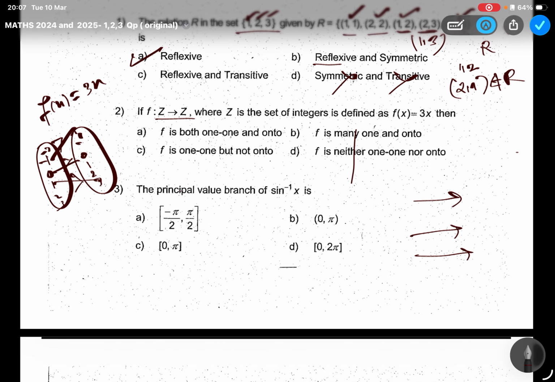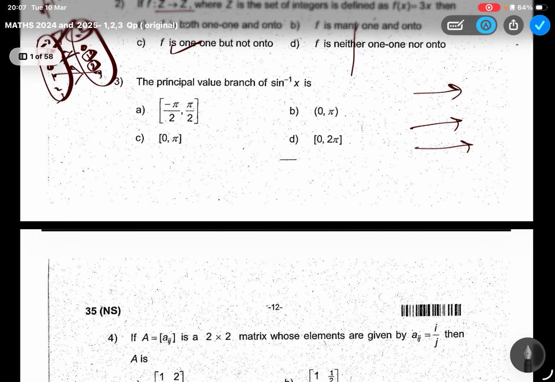And what about onto? Onto defines there is no element left in the second set B. Some elements are left here: 1, 2, and 4, 5, and 7, 8. So because it is not onto, f is one-one but not onto.